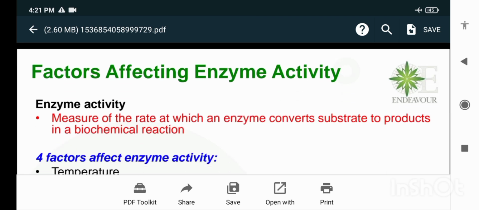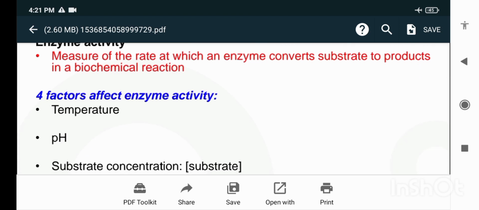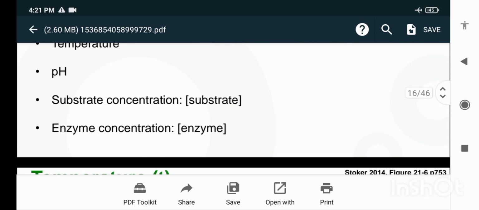Factors affecting enzyme activity. Enzyme activity measures the rate at which an enzyme converts the substrate to products in a biochemical reaction. Four factors affect enzyme activity: temperature, pH, substrate concentration, and enzyme concentration.